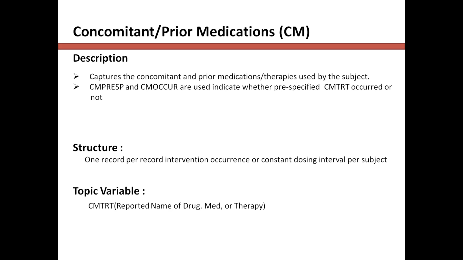The important variables in concomitant medication are CMPRESP and CMOCCUR, also called pre-specified and occur, and these indicate whether the pre-specified drug, like CMTRT, the subject has taken or not. The structure for concomitant medication is one record per recorded intervention occurrence or constant dosing interval per subject, and the topic variable is CMTRT.